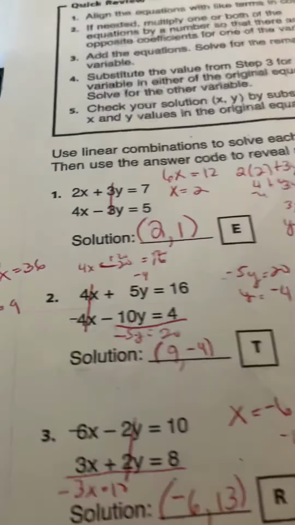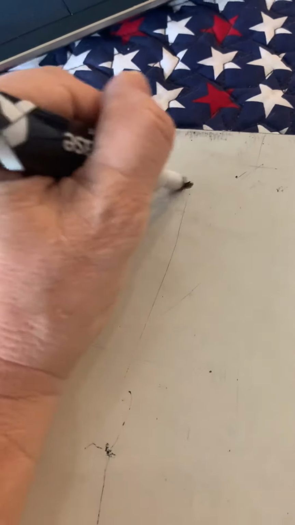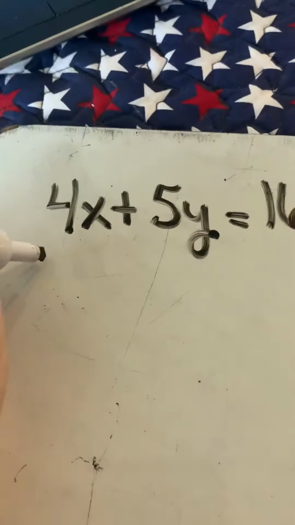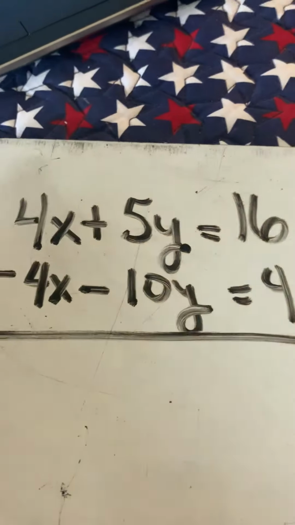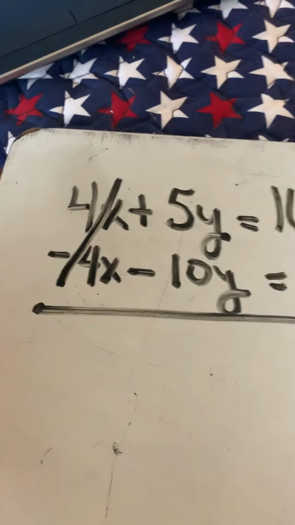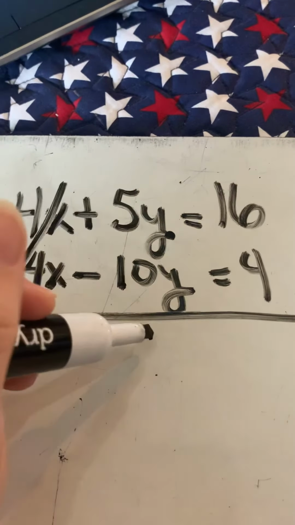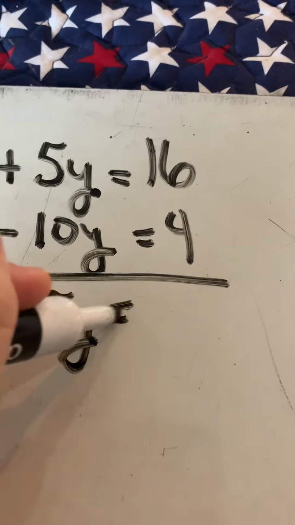So we'll go on to number 2. I'm going to use the whiteboard because I'll have more room to write. Number 2: 4x plus 5y equals 16, and negative 4x minus 10y equals 4. Your like terms are aligned. You have a positive 4x and a negative 4x, and that's going to cancel out. Now I combine my y's: 5y minus 10y is negative 5y, and 16 plus 4 is 20.